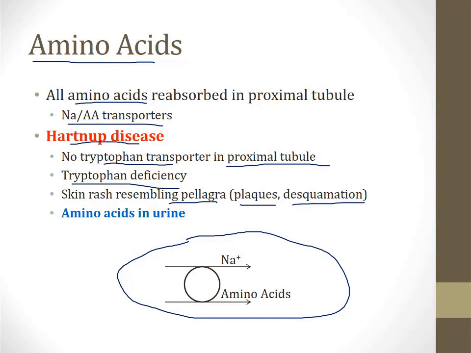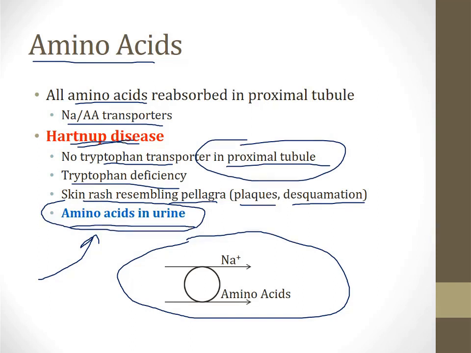So the way this will present in a board question is a baby who develops a skin rash in sun-exposed areas and then has amino acids in the urine. Remember, you should never see amino acids in the urine under normal circumstances. If you see this together with a skin rash in a baby, you should think of Hartnup disease. The problem is amino acid reabsorption in the proximal tubule of the kidneys.